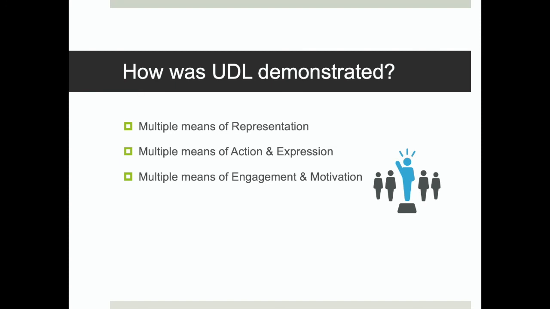Here are some examples. Multiple means of representation of information. 1. Measurements demonstrated by instructor physically, verbally, and visually. 2. Measurements were copied by students physically and verbally. 3. Measurements were projected on the whiteboard with text and pictures. 4. Measurements were organized in a table with text and pictures.